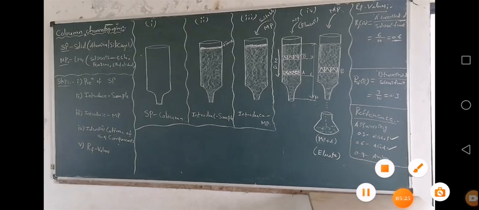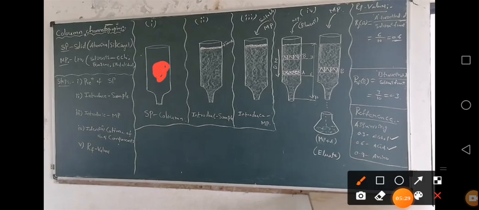Now this paste is packed into the empty column, meaning this whole area is totally filled with the alumina paste, which is shown in Roman numeral 2. Within a fraction of a second, the added ether evaporates. Now the alumina is packed in the empty column, which works as the stationary phase.